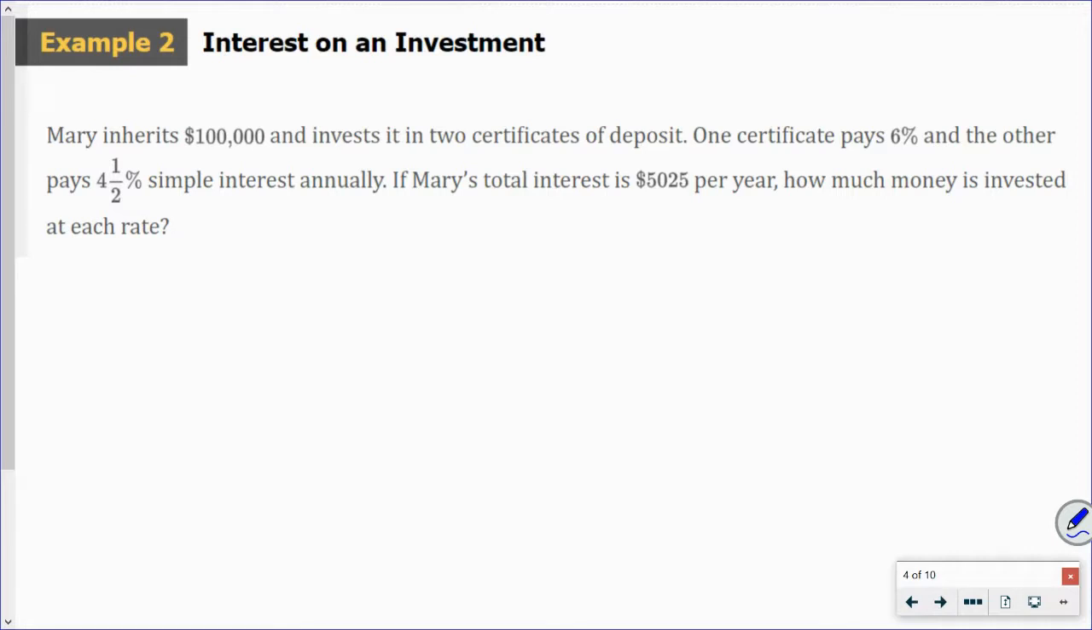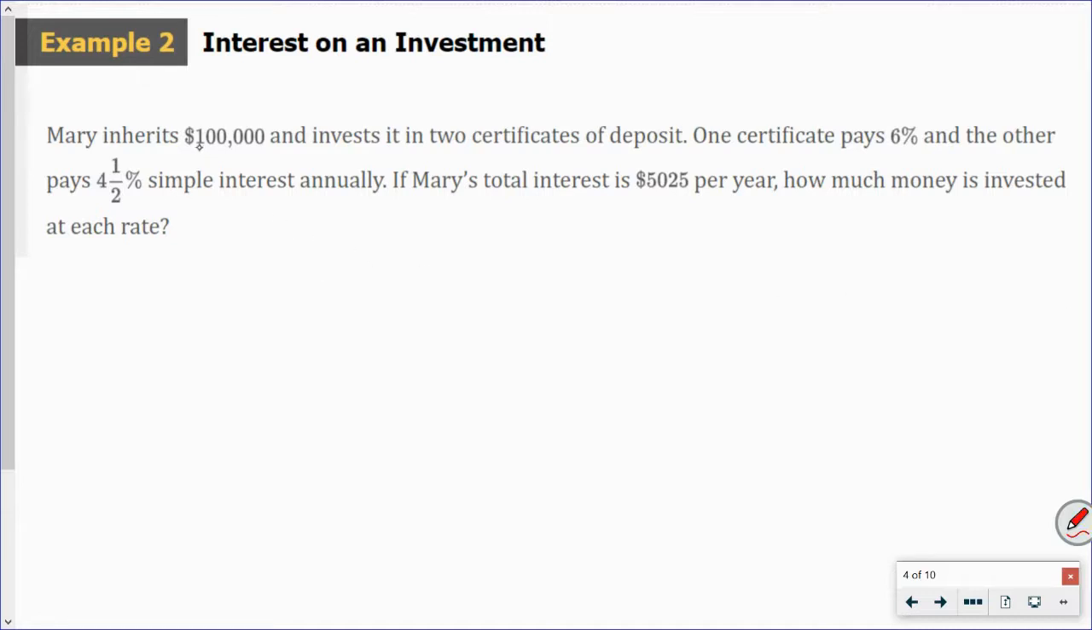So Mary inherits $100,000 and invests in 2 certificates of deposit. One certificate pays 6%, and the other pays 4.5% simple interest annually. If Mary's total interest is $5,025 per year, how much money did she invest at each rate? Okay, so we kind of have 2 things going on here.